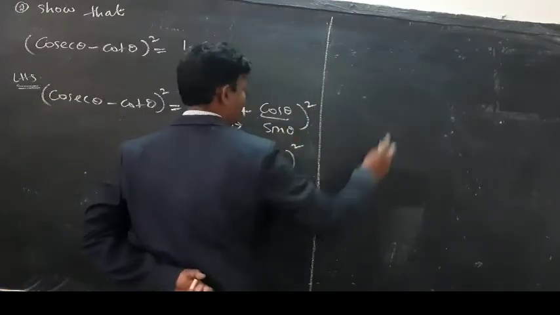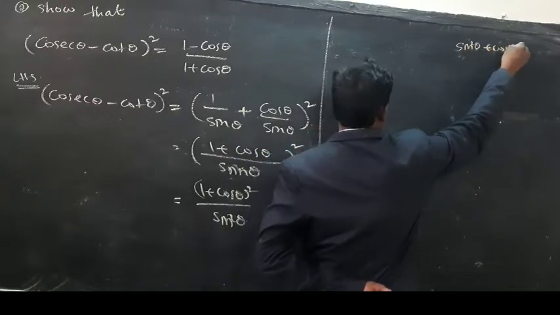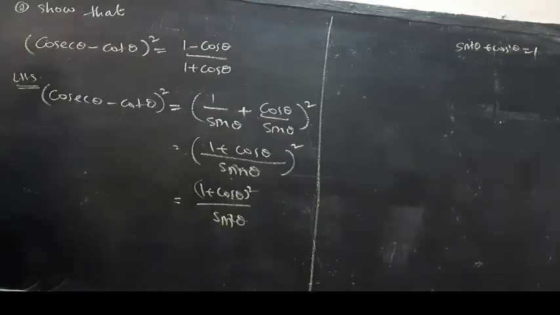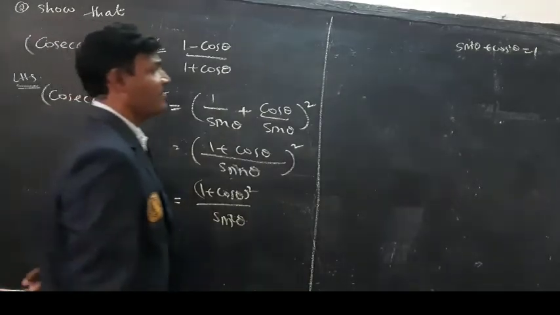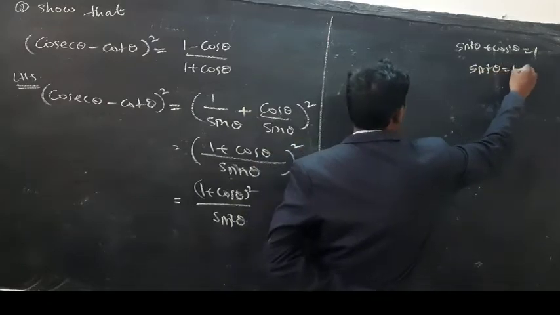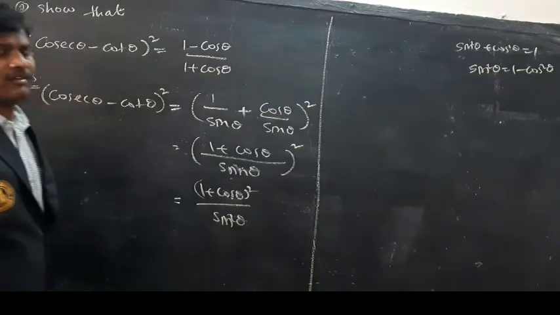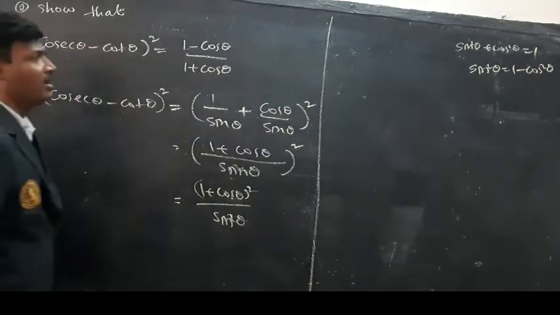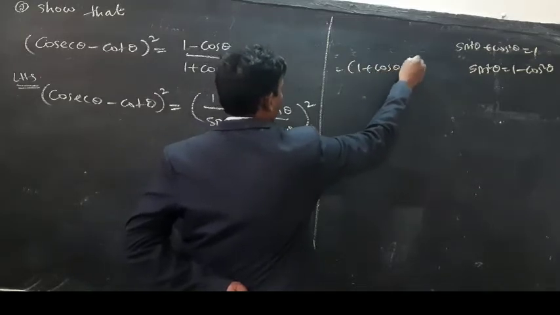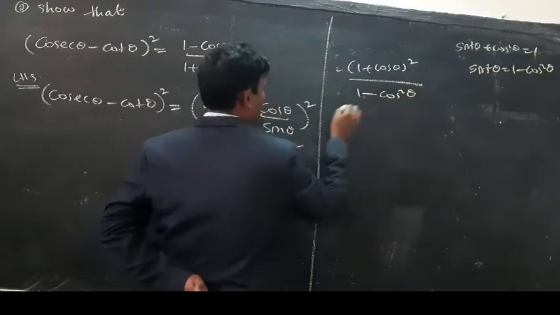According to the first identity, what is the first identity? Sin square theta plus cos square theta is equal to 1. From that, sin square theta we can write as 1 minus cos square theta. It is nothing but (1 minus cos theta) whole square by (1 minus cos square theta).